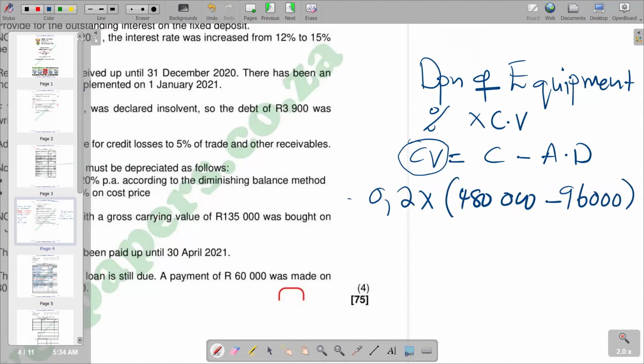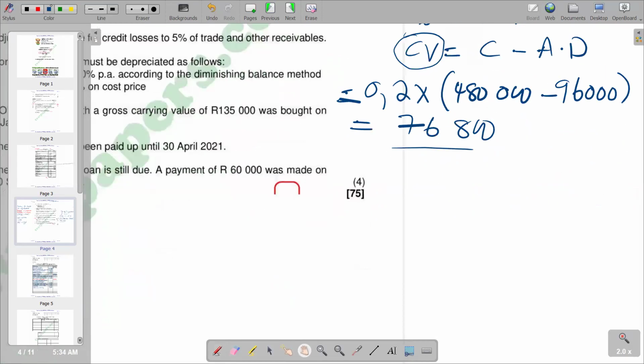So you can calculate it as it is and see the answer that you are supposed to get there. We try to see what we are supposed to get. We can just try to calculate it. We get 76,800. So this is the depreciation for equipment. So we also have a depreciation on vehicles.